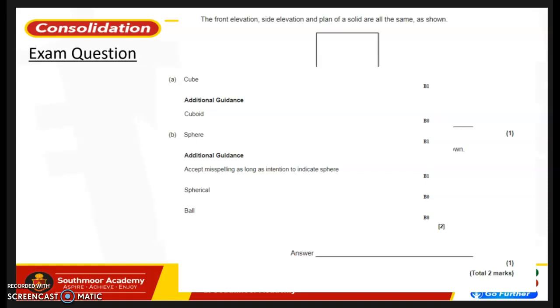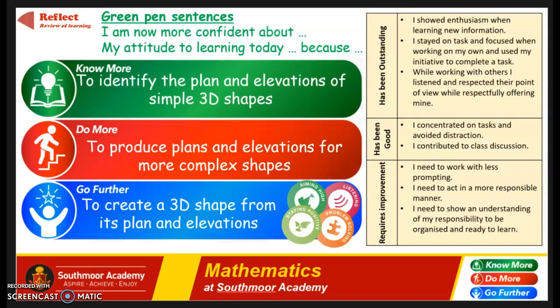Moving on to green pen sentences. Well done everyone. So full sentences, green pen. You're now more confident about either write down the know more, do more or go further. And then how was your attitude to learn today? It requires improvement, has been good, has been outstanding, and then write one of the statements. Full sentences in green pen. Well done everyone.